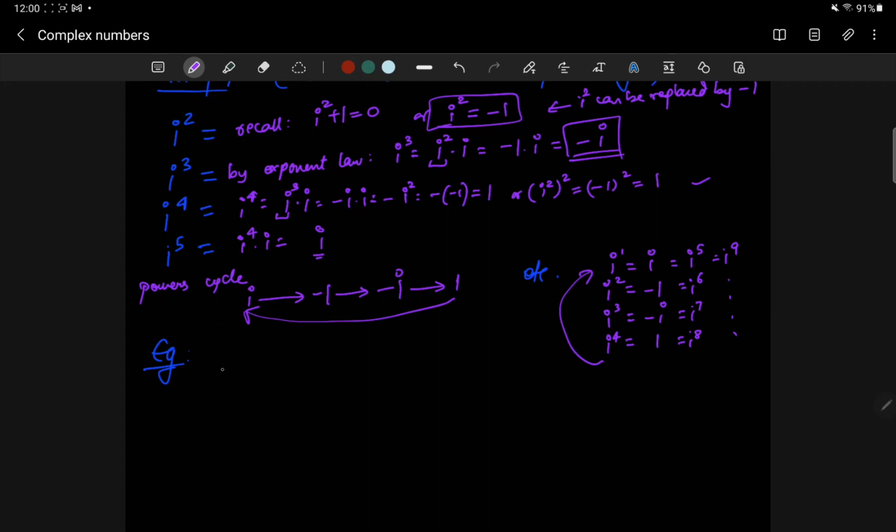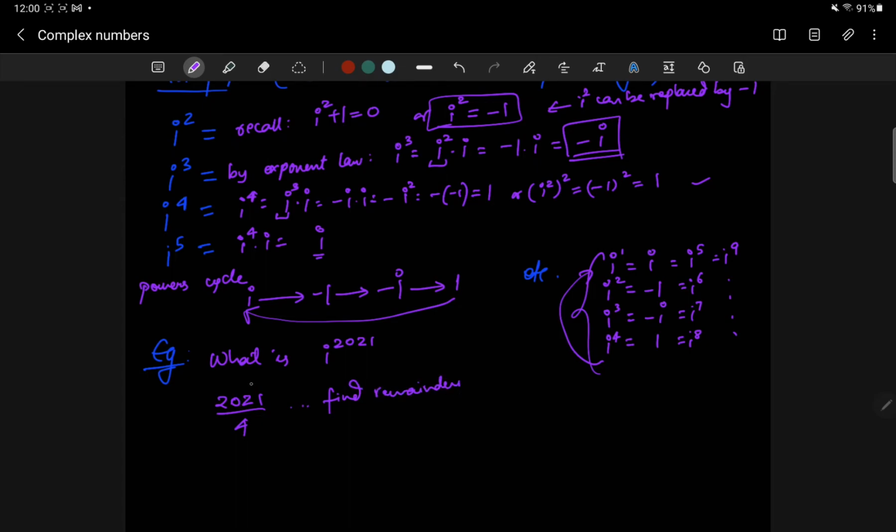So for example, if I asked, what is i to the power 2021? All you need to figure out is where in this chain it occurs. So what you do is you do 2021 over 4 and you find the remainder.